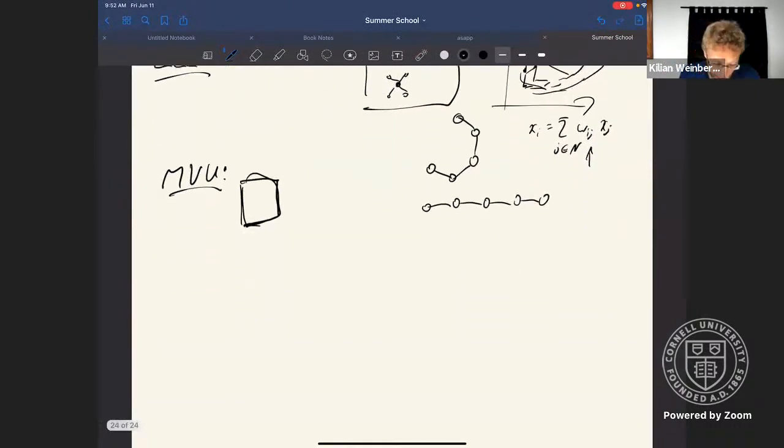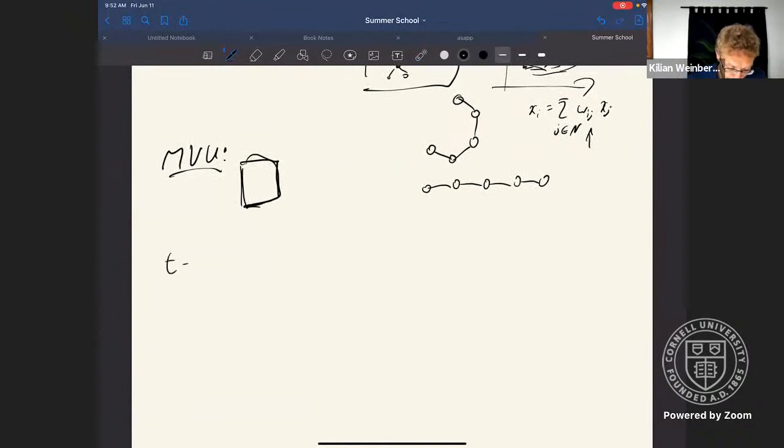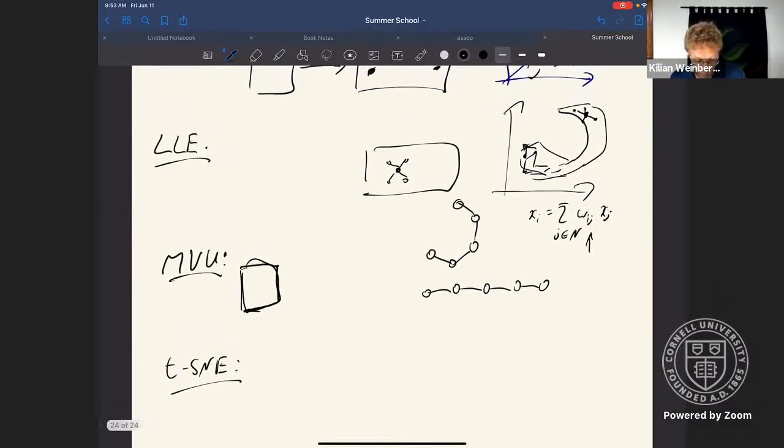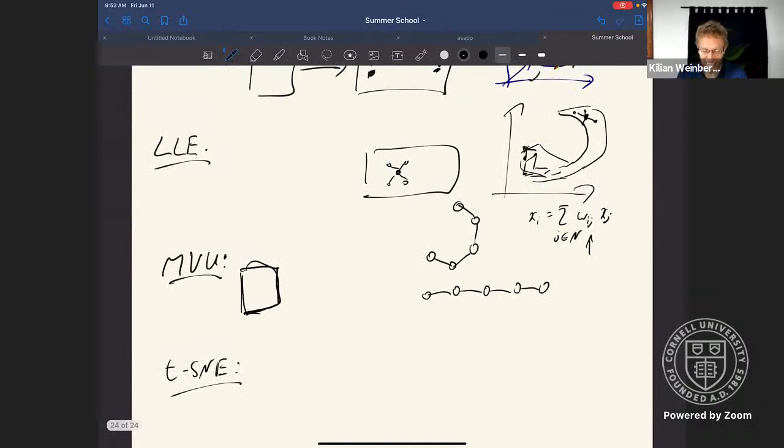Okay, good. All of these are great algorithms, but I think the person who really nailed it was Laurens van der Maaten, who invented t-SNE. I guess my claim to fame is that I almost, or rather inspired, Laurens to invent t-SNE. He had the brilliant idea.